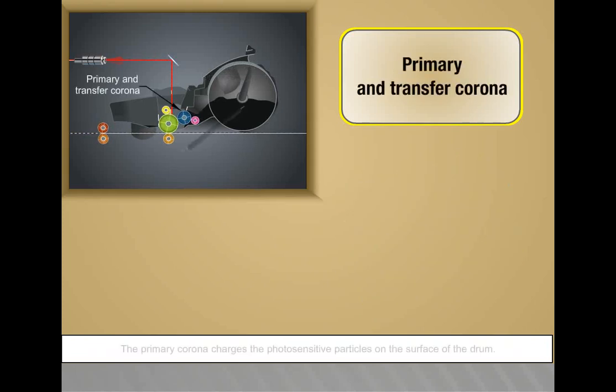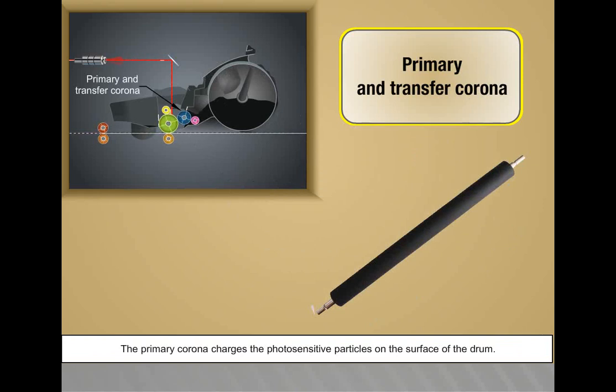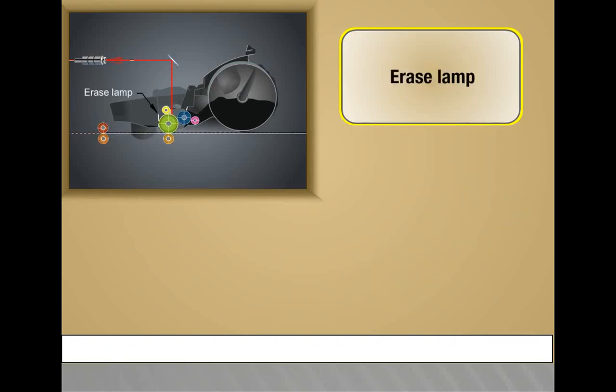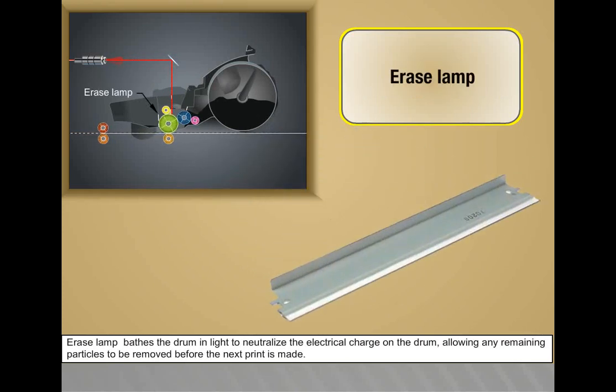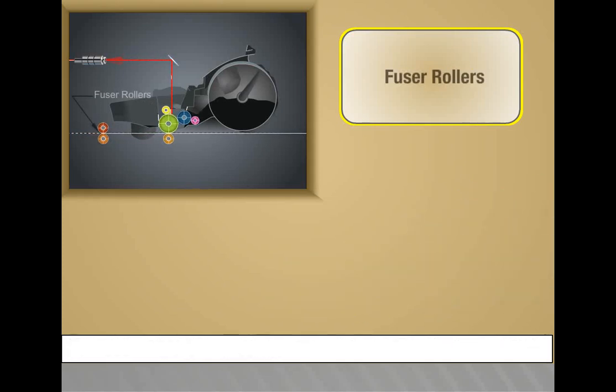Primary and transfer corona. The primary corona charges the photosensitive particles on the surface of the drum. The transfer corona charges the surface of the paper just before it reaches the toner area. Erase lamp. The erase lamp bathes the drum in light to neutralize the electrical charge on the drum, allowing any remaining particles to be removed before the next print is made.